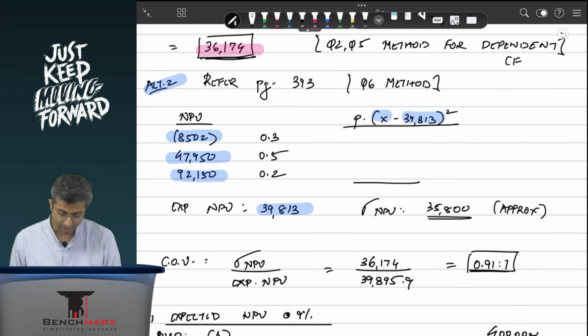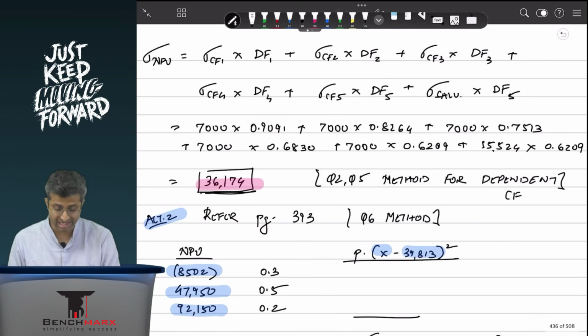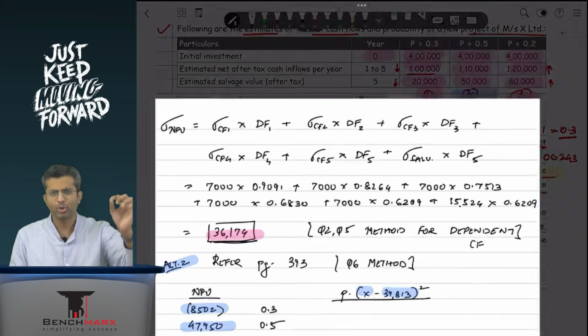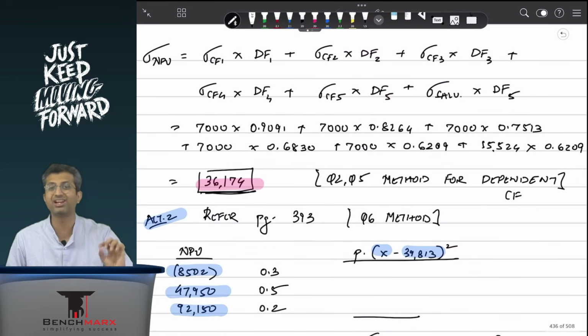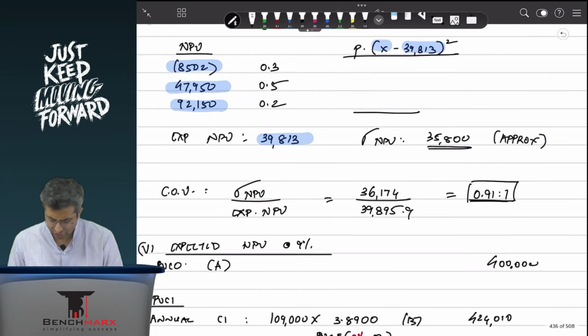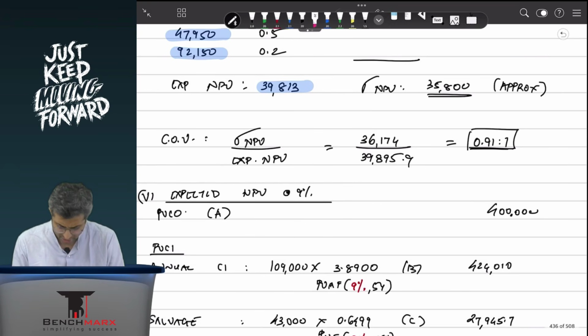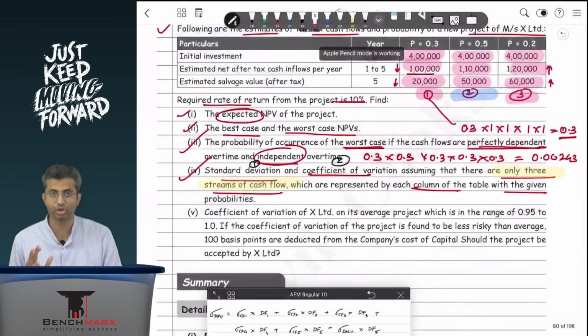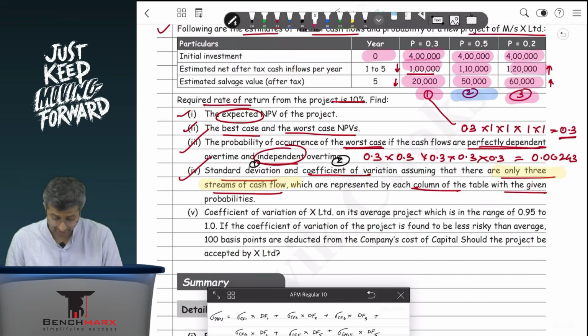So you will find your standard deviation of the NPV in either of the two methods, whichever you feel comfortable with. But you have to find the standard deviation and also the coefficient of variation. How do you calculate the coefficient of variation? You will calculate it as the standard deviation divided by the expected NPV. Your standard deviation is approximately 36,000 and your expected NPV is around 39,000. This is around 0.91 coefficient of variation, that is standard deviation divided by the average.